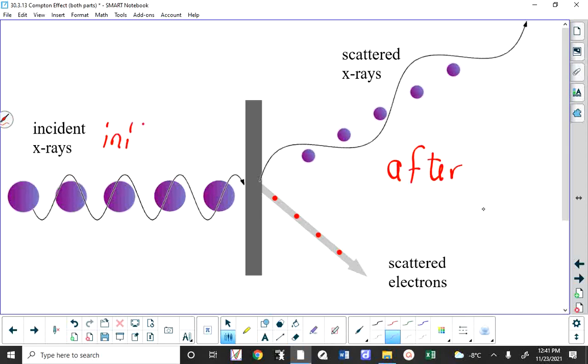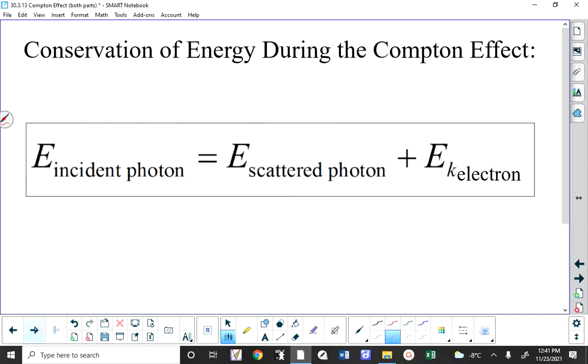This is the initial diagram of what's going on. If energy is conserved, then this is the bottom line here, and this is where we left off with the final example yesterday. The energy of the incident photon, the photon that's about to hit the electron, is going to be more than the energy of the scattered photon, the photon afterwards, because the photon loses energy. And whatever energy it lost has to go into the kinetic energy of the electron. There's no work function involved here.